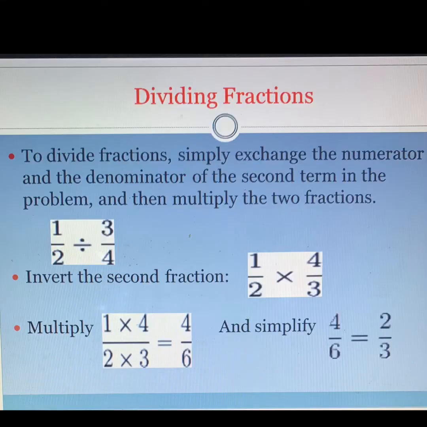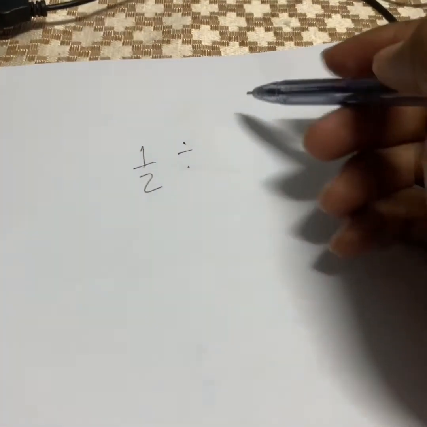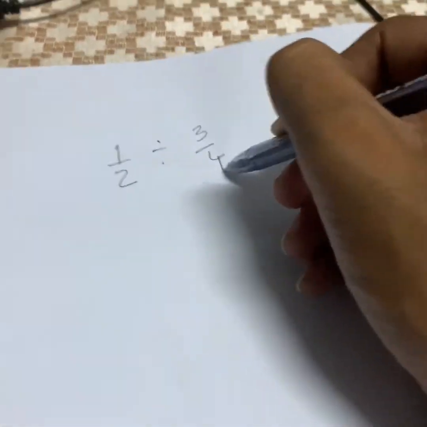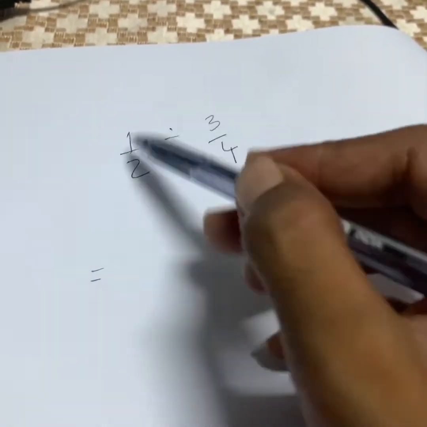To divide fractions, we need to change the numerator and denominator of the second term and multiply the two fractions. You can see it written in your lecture notes, but when we look at the example, we should be able to simplify. The example given there is a half divided by 3/4. What it simply means is that we cannot just divide a fraction by another fraction.